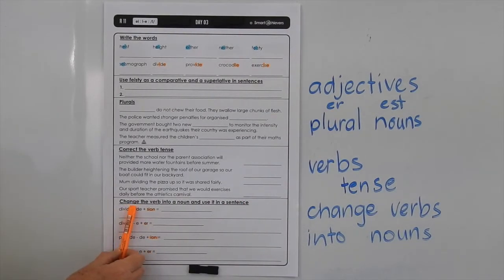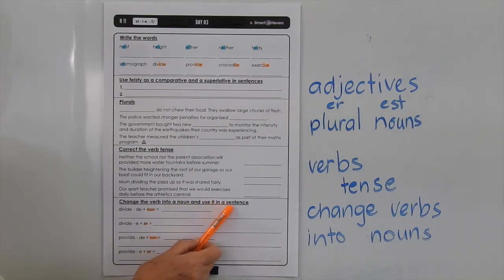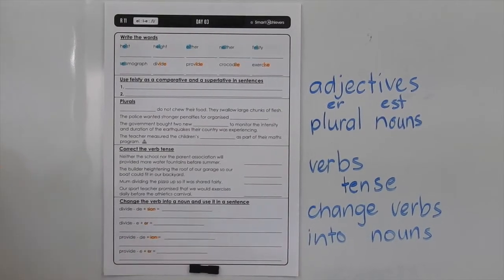Down the bottom, we're learning how to change a verb into a noun, and then we want you to use it in a sentence. So take note of what we've asked you to do within these words. So you have to take off some letters and add others. So the suffixes that you're adding on are good to remember when you are asked to change a verb into a noun.